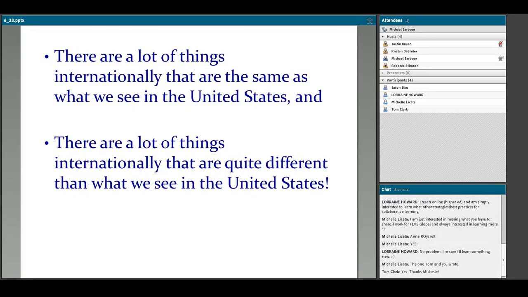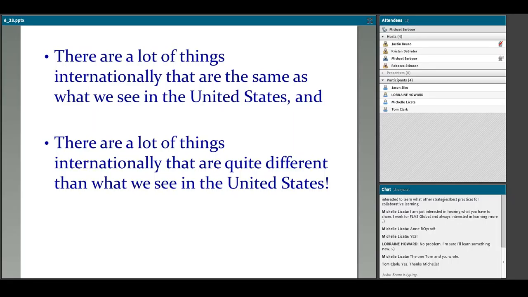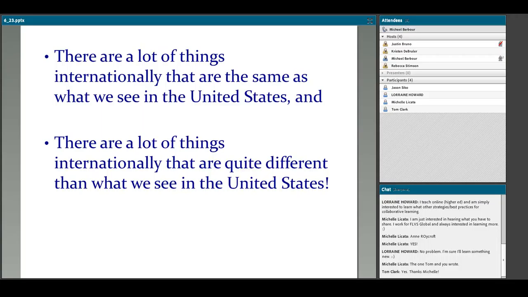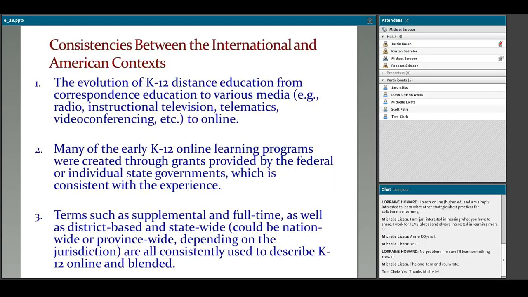But essentially, there's a lot of things where there is a lot of consistency between what you see in the U.S. and internationally. And there are also a number of things that are quite different. Essentially, I put them down into three commonalities between the two contexts and four main differences between them. So we'll start off with the consistencies, because this is probably the easier and quicker part to get through, in all honesty.